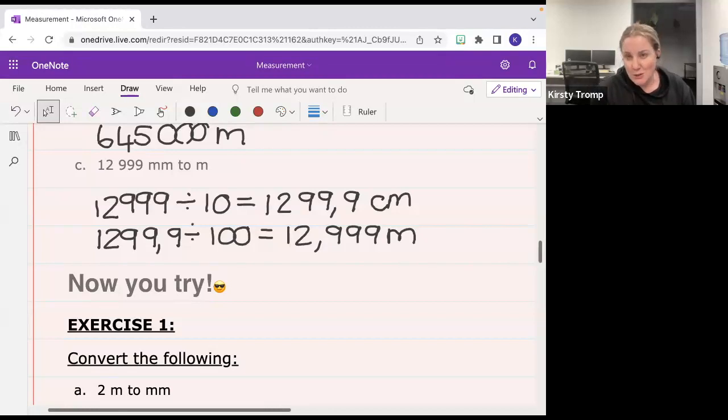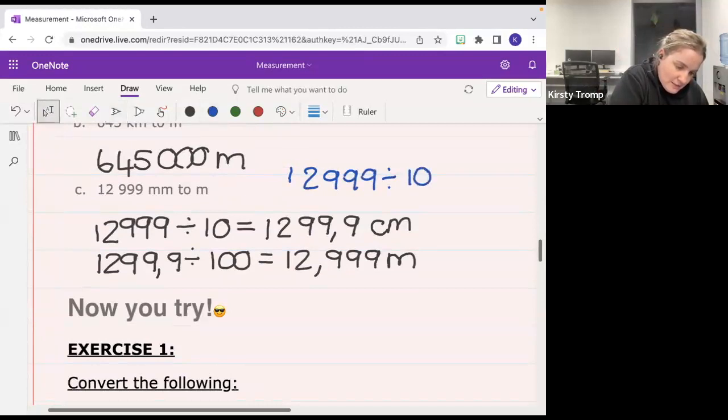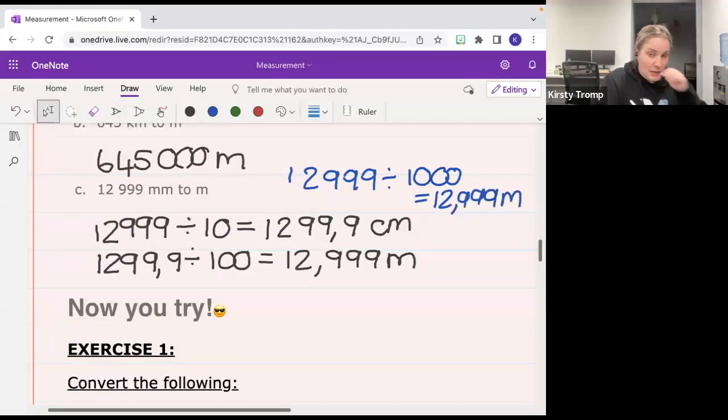What's another way to do it? If you're really confident with your conversions, what you could have done is said, okay, 12,999 divided by 1,000 equals 12.999 meters. So if you're really confident and you know how to do that calculation, no problem with that. But I like to do it in steps.